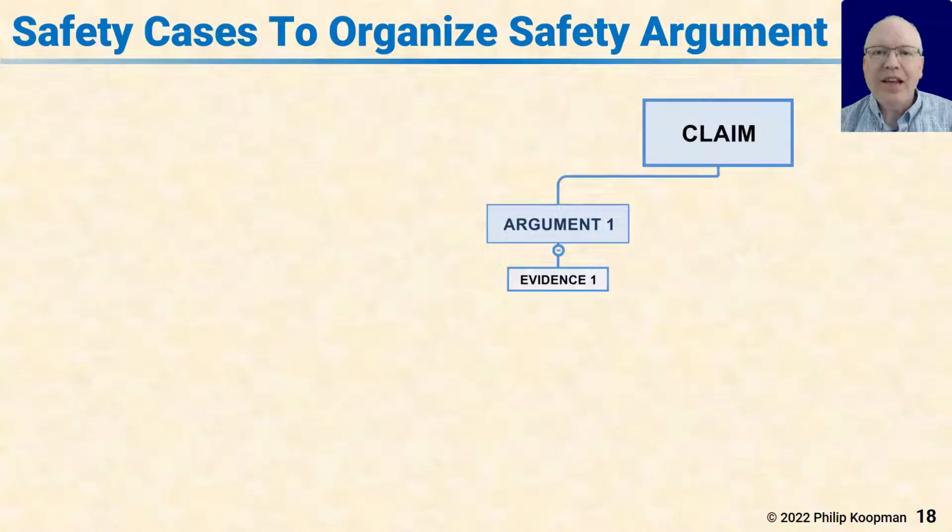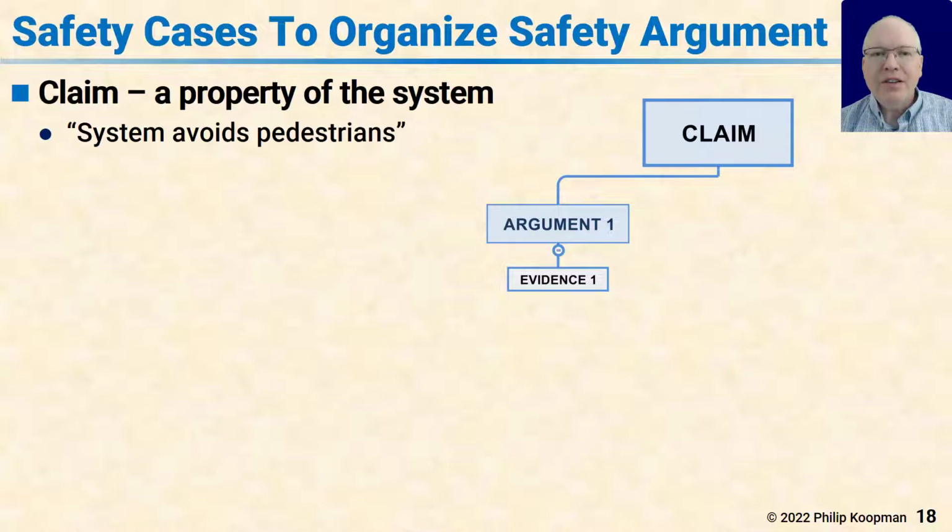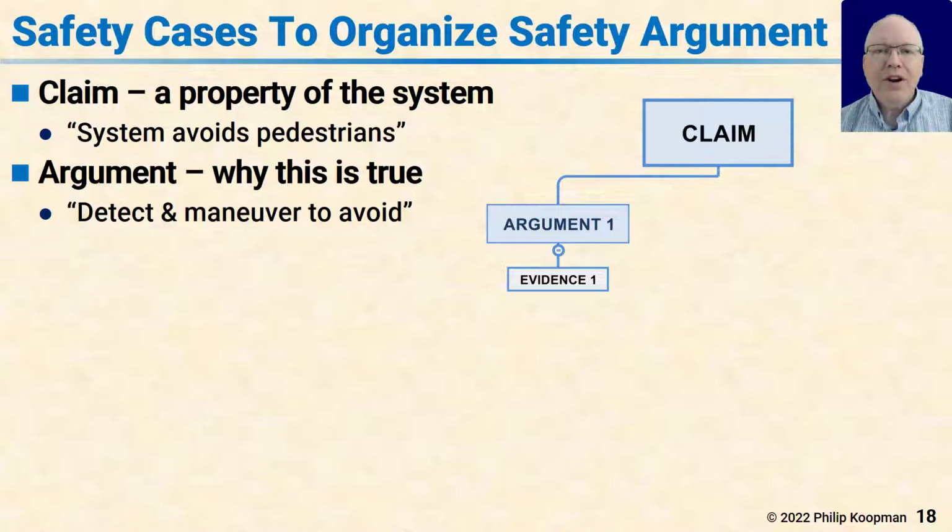A safety case helps you organize the argument that you think your system is safe. Generically, a safety case starts with a claim, which is a property of the system, such as the system avoids pedestrians. Then there's an argument as to why this might be true. For example, our autonomous vehicle detects and maneuvers to avoid pedestrians.